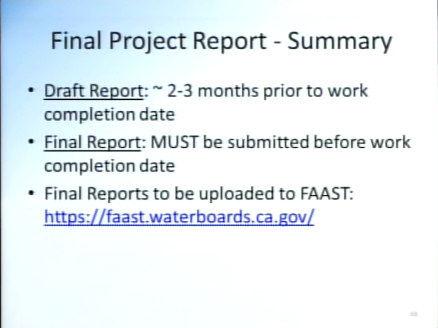And finally, we expect to upload these reports to our FAST system so they're accessible to the public. And keep in mind, we actually get inquiries sometimes from public officials and other public members about projects, and we often refer them to these final reports. So think about that when you're preparing it as well. And that's it.